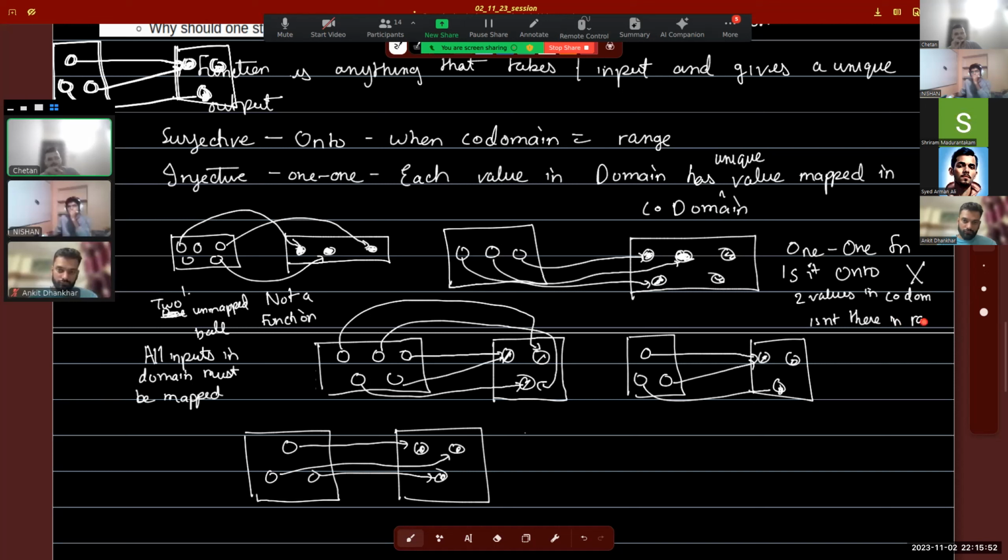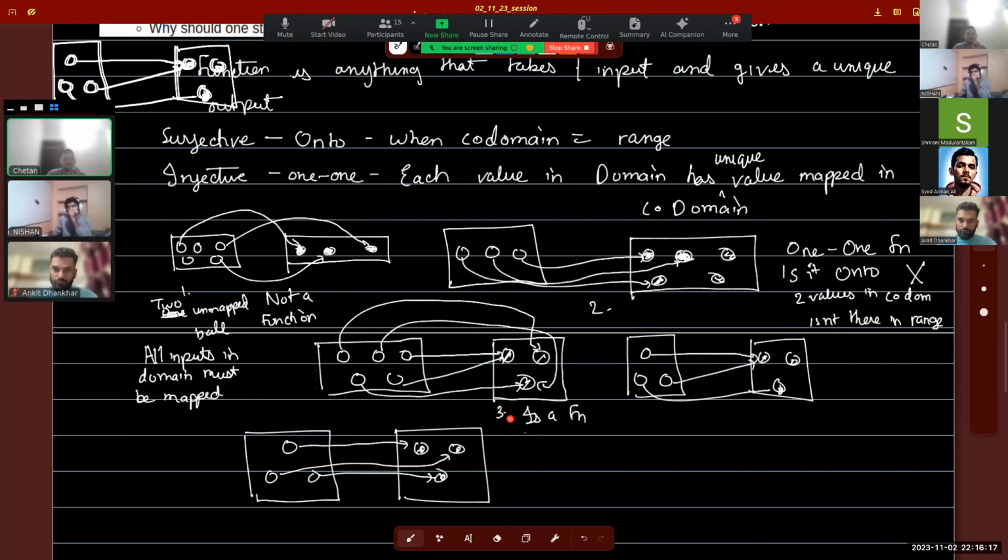Now let's move to the third case. Third case, I have 5 balls in the first box, 3 balls in the second box. And let's see if it is a function. I have all the elements in the first box mapping to some output in the second box. So it passes the first condition that it is a function. It is a function.